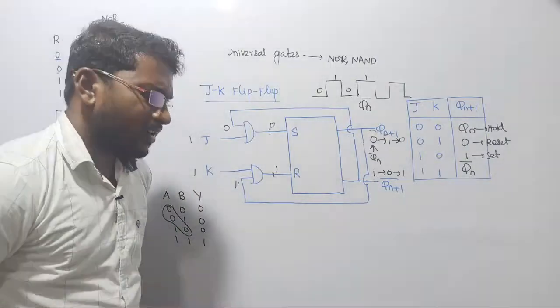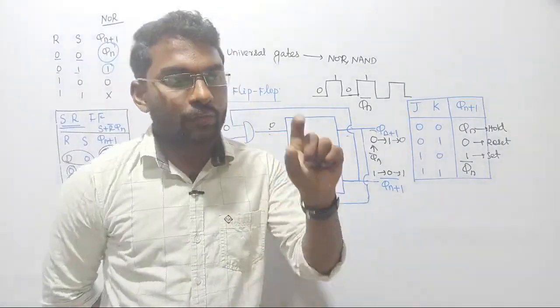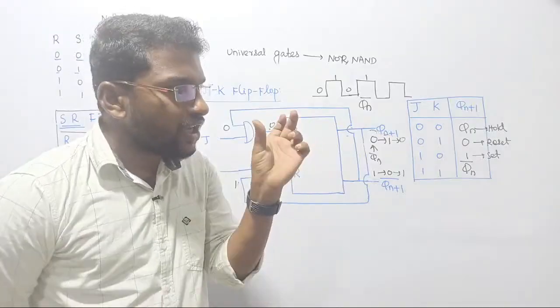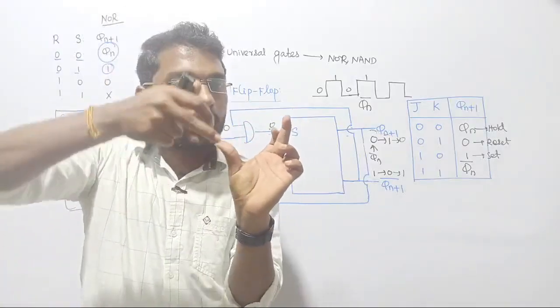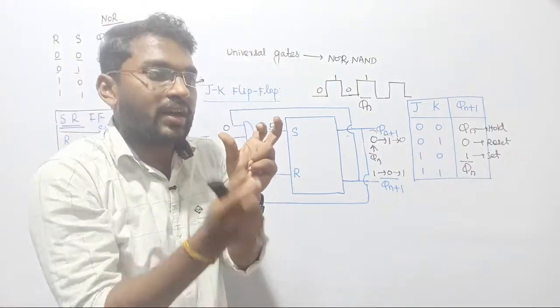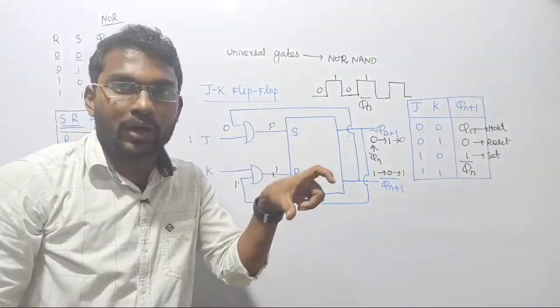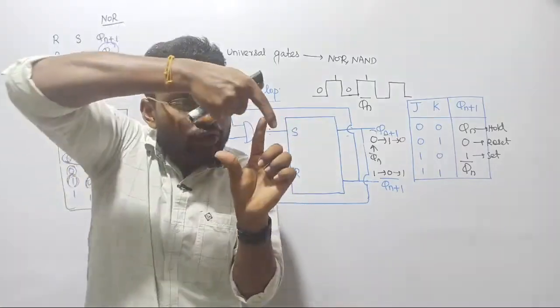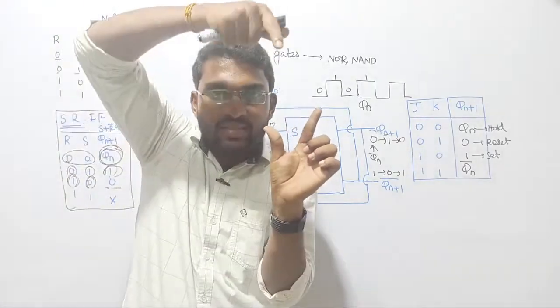So now I said there were some drawbacks when we were going with the SR flip-flop. We are using 2 inputs: for S we are using 1 input, and for R we are using 1 input. In order to set or reset the output, we are using 2 input pins. So one is R and the other is S.